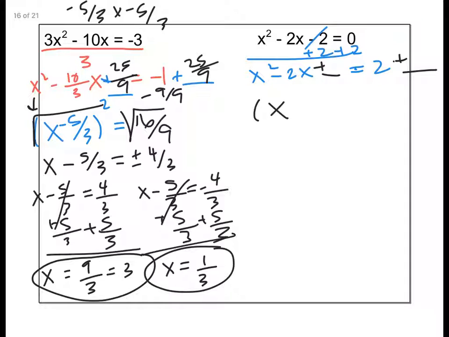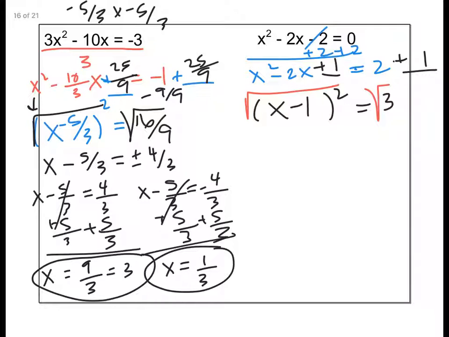I'm going to have x something in there squared. So I'm going to take half of -2, which is -1. And then I have to square -1 to figure out what goes here, which is +1. So I get x minus 1 squared is equal to 3. And now I'm going to go ahead and solve using square roots.